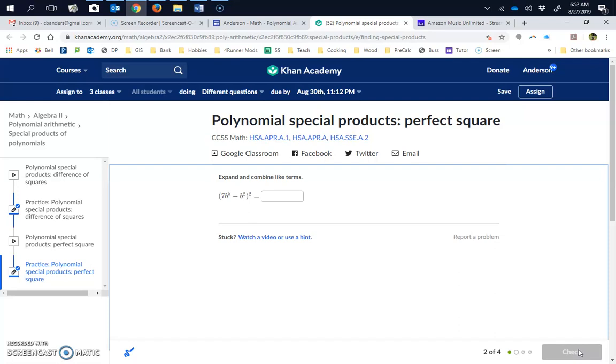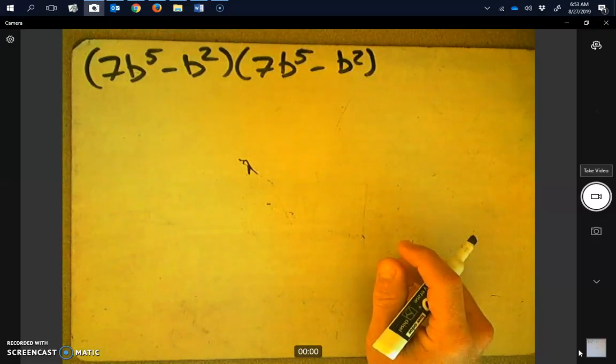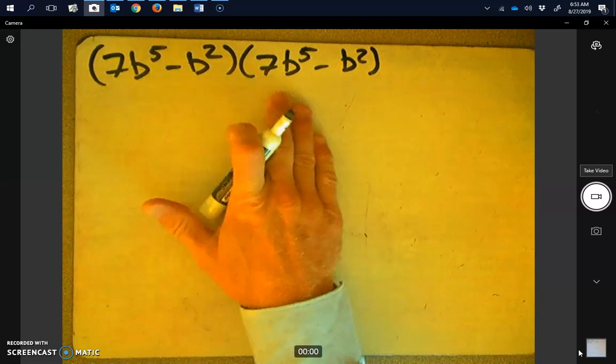All right, so this one is subtraction. So instead of the middle term being positive, it'll be negative. But the last term will still be positive because negative times a negative is a positive. All right, so I'm writing this problem down. I'm going straight from that to that. Okay, so it's just this squared. So I wrote it twice.